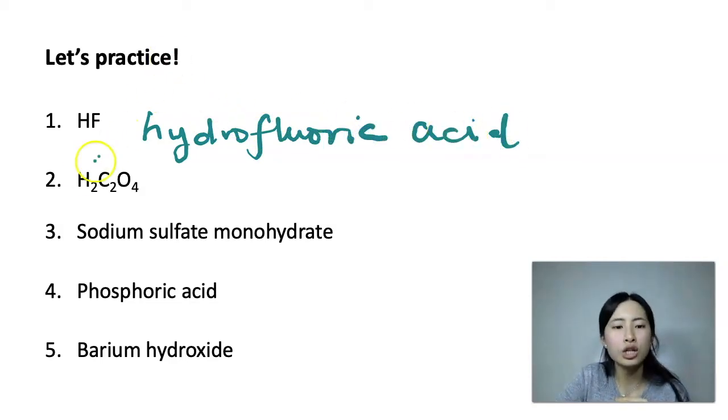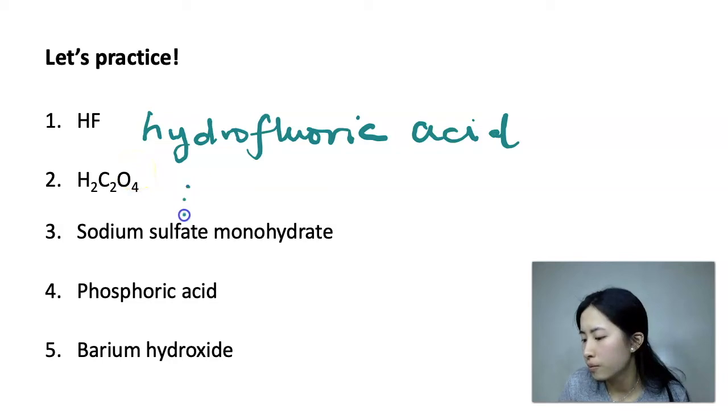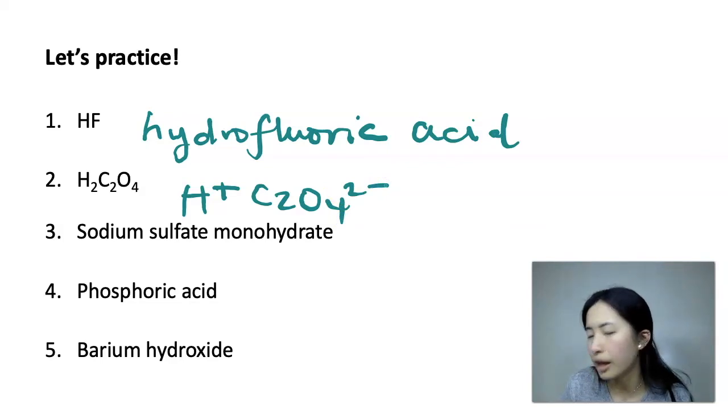Now for H2C2O4, you know that this is a polyatomic ion. C2O4 2- is actually oxalate. Therefore, when you cross over their oxidation numbers, you end up with H2C2O4. And this has to be oxalic acid.